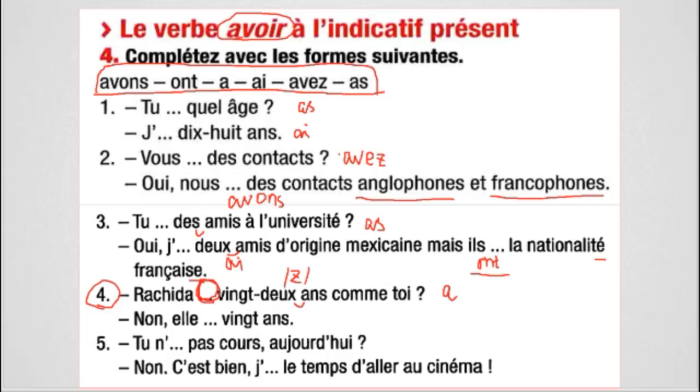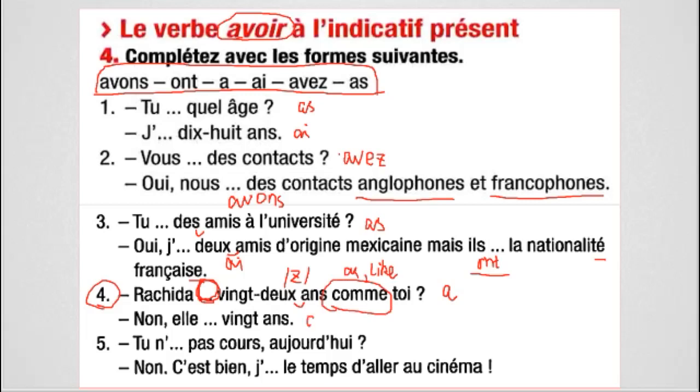Rashita is 22 years old, like you. Comme means like, as. Like you, or as you. Okay, Rashita is 22 years old like you. Comme is like. The answer will be? Okay, next one.